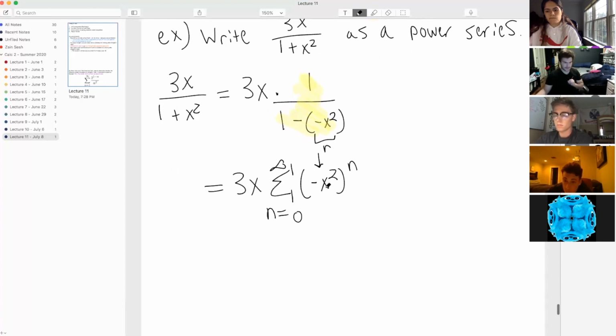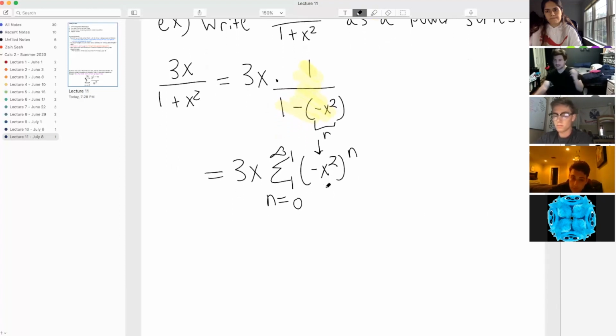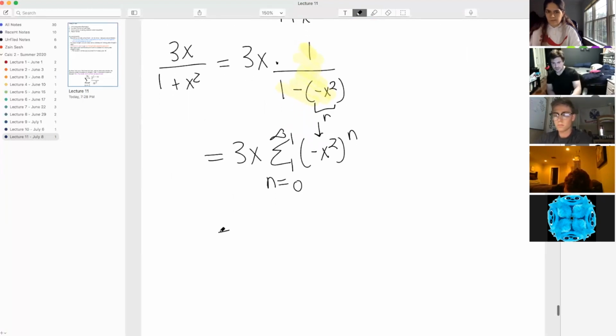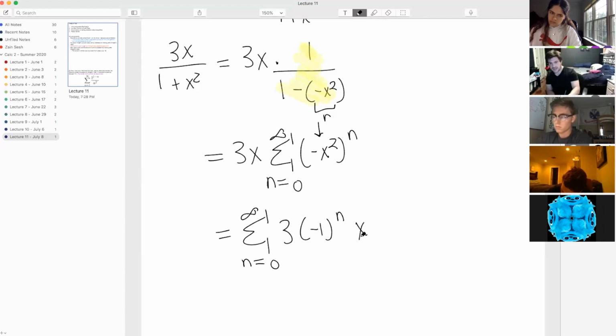Okay, so technically this is completed, but we usually like to clean this up a bit. If you play around with this a little bit, you'll get that this is the same as 3 times negative 1 to the nth power times x to the 2n plus 1 power. And that's just by algebra and properties of exponents. So just check that.